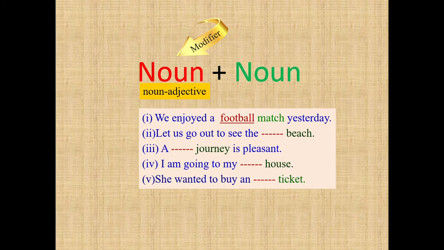Look at the first sentence. We enjoyed a football match yesterday. What type of match? Football match. I could say enjoyable match. Enjoyable is an adjective. But here I am saying football match. So the word football is taking the place of the adjective enjoyable. Okay, if a noun takes the place of an adjective, it is also an adjective.